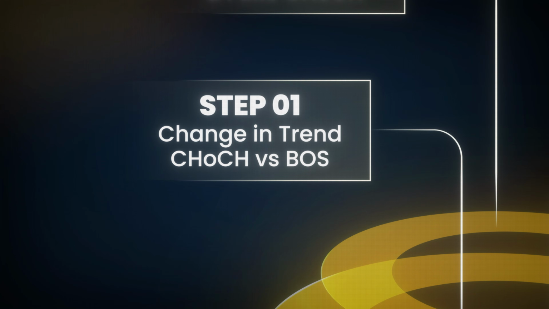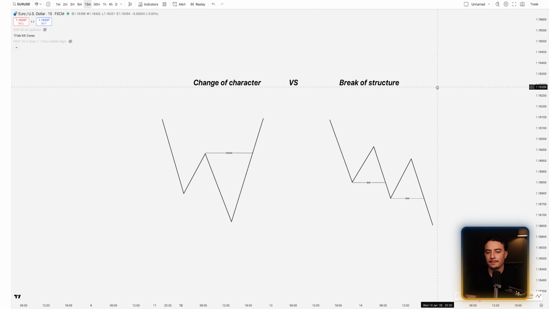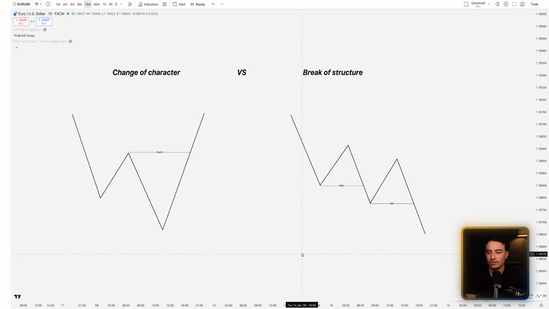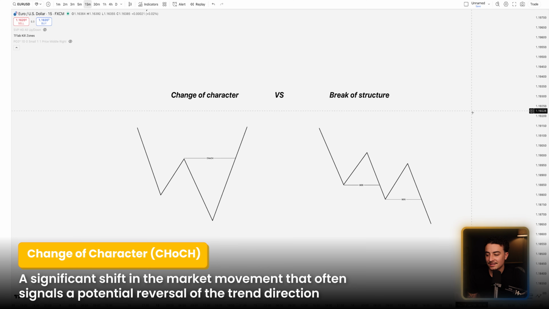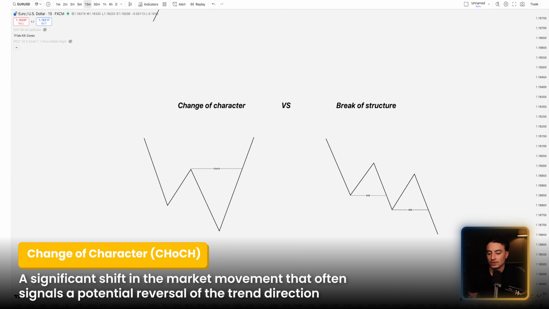Okay, so step 1 is actually quite simple. Some of you might have already heard of a change of character, and some of you might have already heard of a breakout structure. But honestly, just make sure you're listening in, because maybe you'll hear something that you haven't quite heard before. Maybe I'll teach you it in a different way that could help you understand it a little bit better. Now, most of the time, traders get it wrong. They read the change of character wrong, putting them on the wrong side of the markets. Now, a change of character simply is a change in trend. It's where you go from bullish to bearish, or from bearish to bullish.